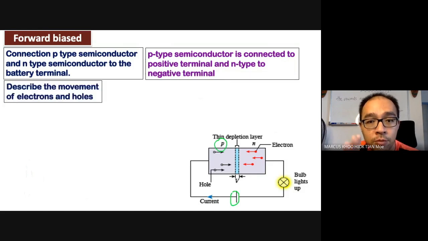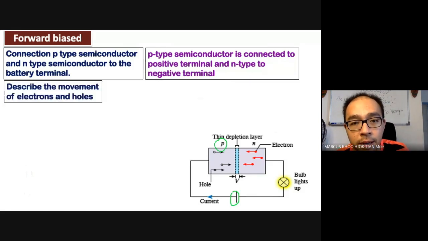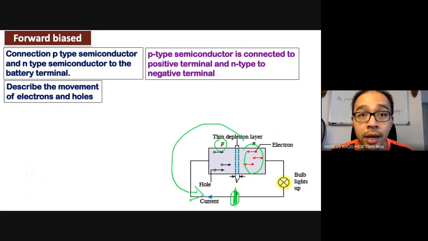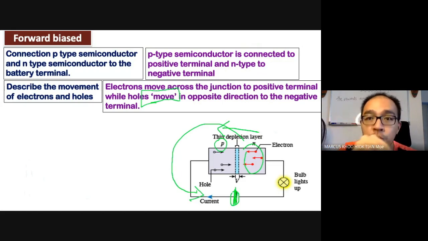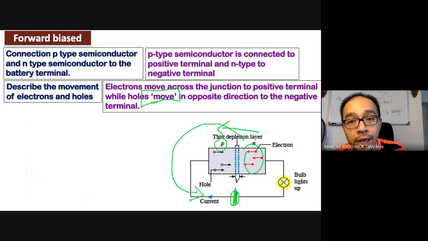Now, what happens to the movement of electrons and holes? Because this side is positive, the electrons here will be attracted to this side very naturally. So the electrons will be able to move across the junction to the positive terminal, and the holes move across in the opposite direction to the negative terminal. I know I'm saying the word move here because in reality, it is the electrons that are moving and they're just leaving the holes behind.